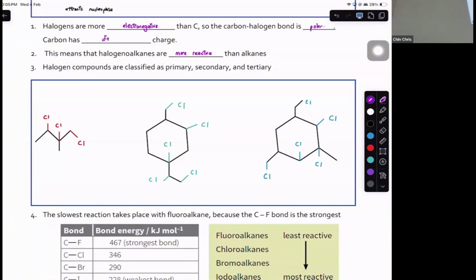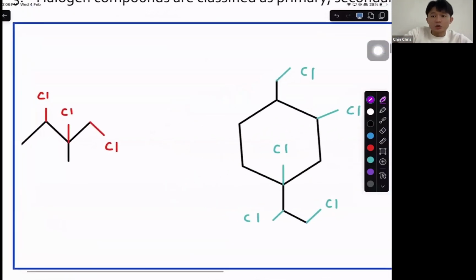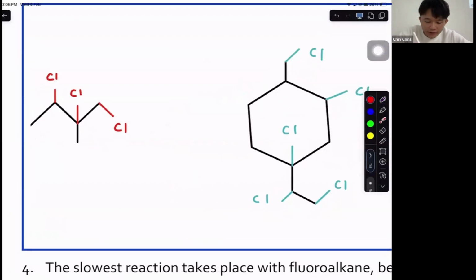I'll wait. Alright, guys. For primary, always remember primary is when the C-Cl carbon is connected to just one carbon. Secondary is 2 carbons, tertiary is 3 carbons. So let's look at it. C-Cl connected to just one carbon, that is a primary. Let's look at this carbon. C-Cl is bonded to 1 carbon, 2 carbon, 3 carbon. This is a tertiary. What about this C-Cl? 1 carbon, 2 carbon. That is a secondary.